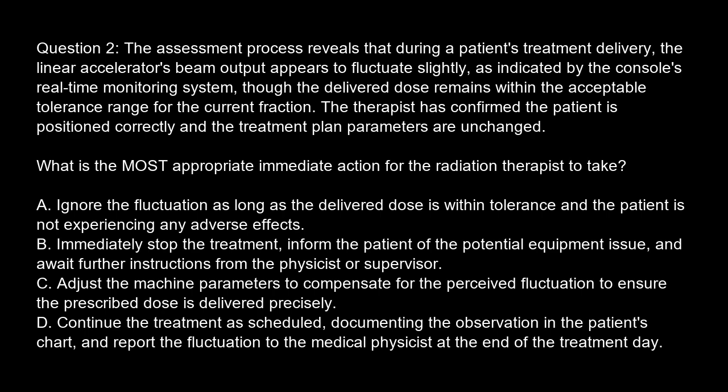Option A. Ignore the fluctuation as long as the delivered dose is within tolerance and the patient is not experiencing any adverse effects. Option B. Immediately stop the treatment, inform the patient of the potential equipment issue, and await further instructions from the physicist or supervisor. Option C. Adjust the machine parameters to compensate for the perceived fluctuation to ensure the prescribed dose is delivered precisely. Option D. Continue the treatment as scheduled, documenting the observation in the patient's chart, and report the fluctuation to the medical physicist at the end of the treatment day.